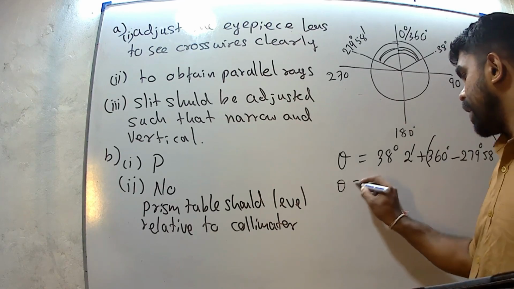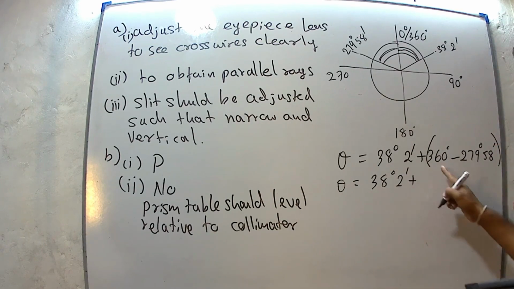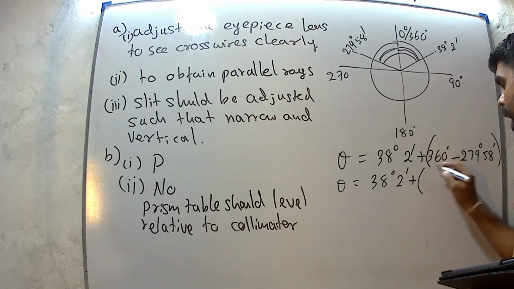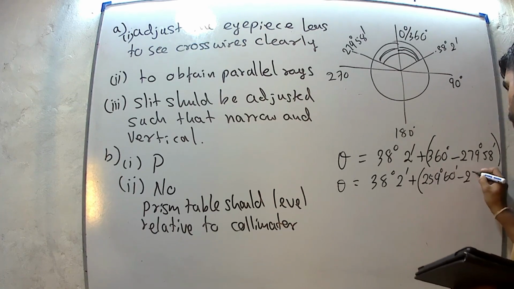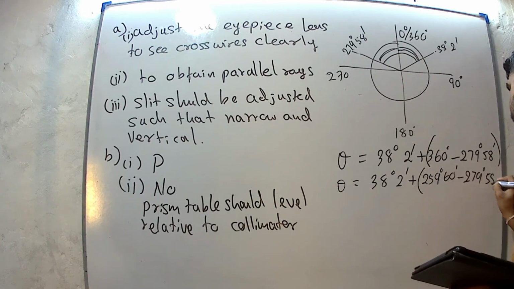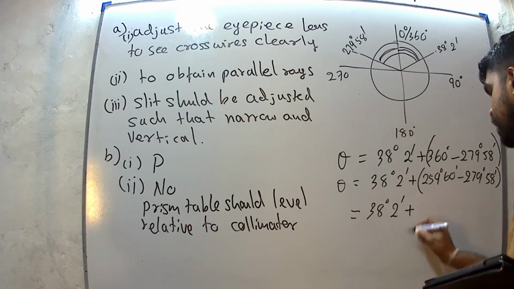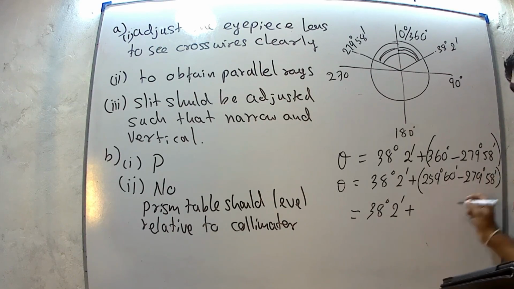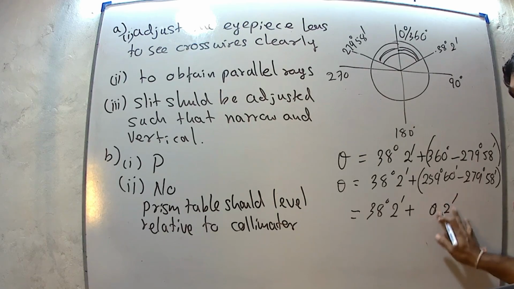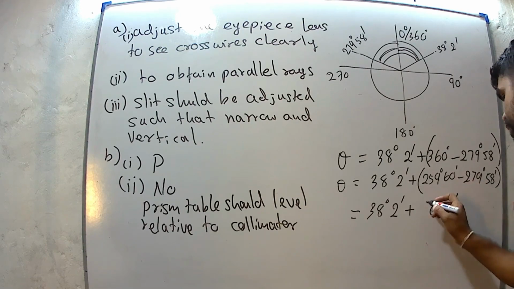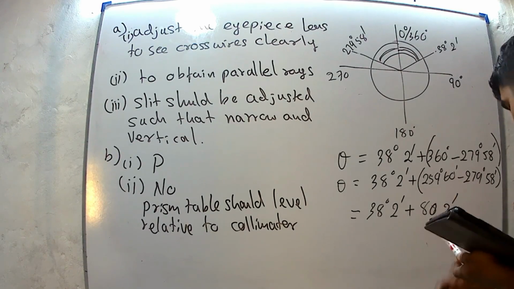Now we can simplify it. 38 degrees 2 minutes plus. When subtracting this one, we can consider 360 degrees as 359 degrees and 60 minutes, minus 279 degrees and 58 minutes. Now 38 degrees and 2 minutes plus: we can subtract 60 minus 58, 2 minutes, 9 minus 9, 0, 15 minus 7, 8, so 80 degrees and 2 minutes. Now we can add the angles.